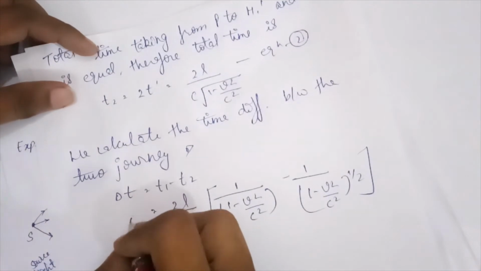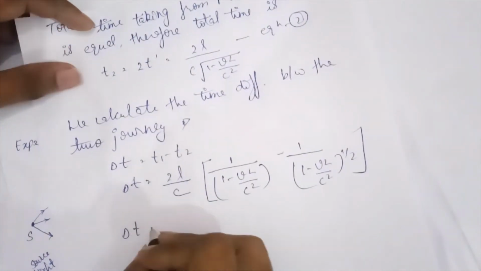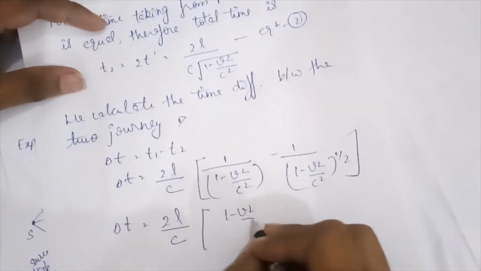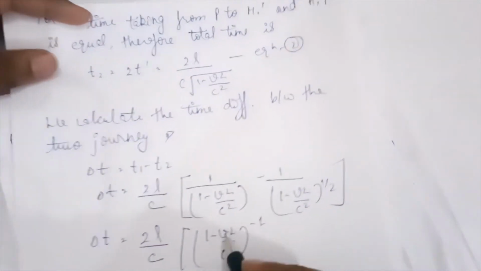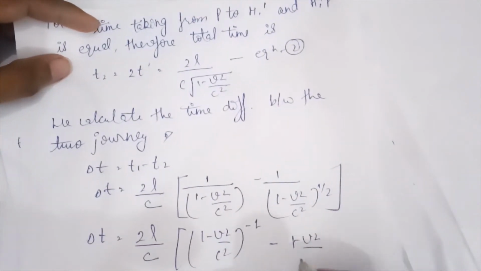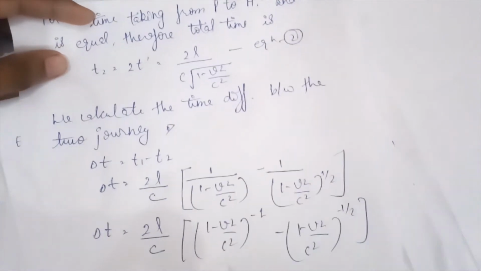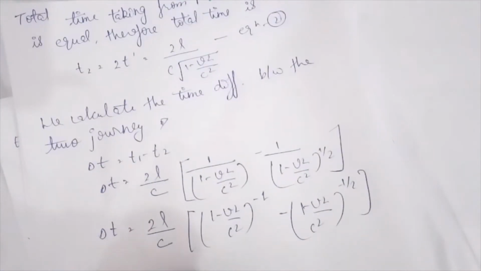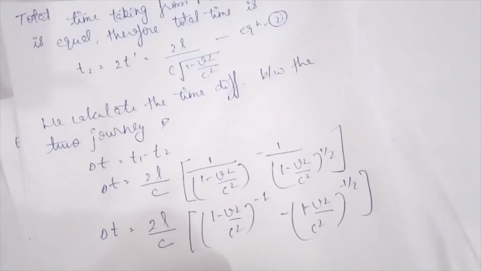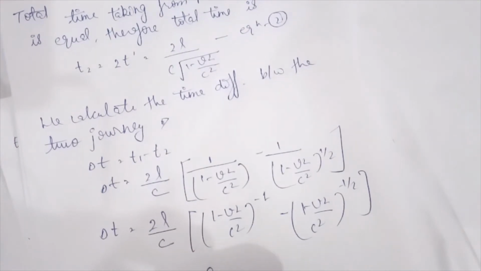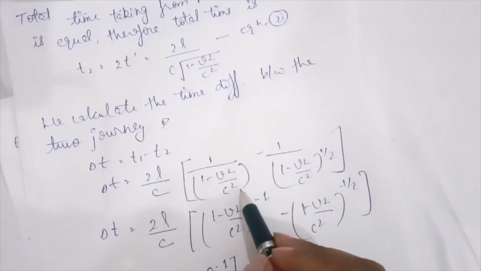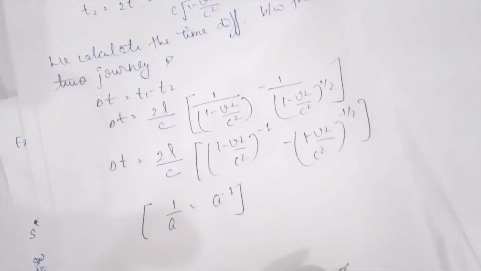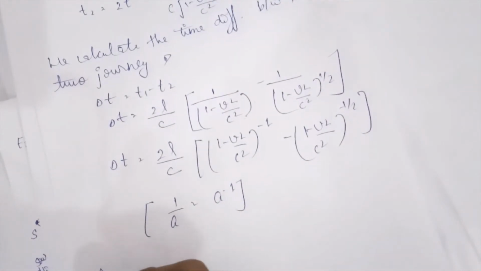So we find that del t equal to 2L upon c into 1 minus v square upon c square to the power minus 1, minus 1 minus v square upon c square to the power minus 1 by 2. Because this is a rule of math: 1 upon a equal to a to the power minus 1, which we have used here. When the denominator goes to the numerator, its power becomes negative, right? So now applying binomial theorem.